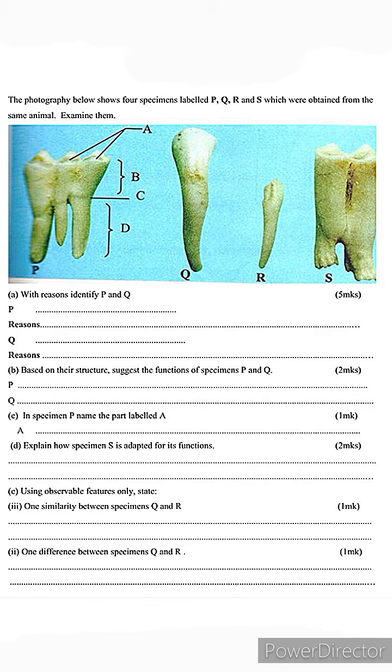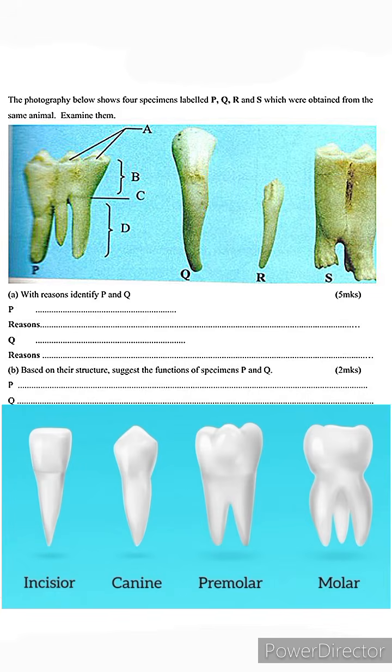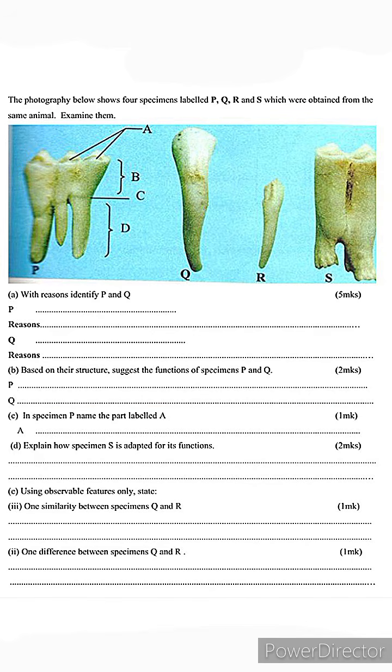One way that you can use to easily identify the teeth is by the presence and number of roots. There are 2 types of teeth that have 1 root. These are the canines and the incisors. Premolars have 2 roots, and molars, on the other hand, have 3 roots. Now, if we look at specimen P, there are 3 roots present. So this is the molar.